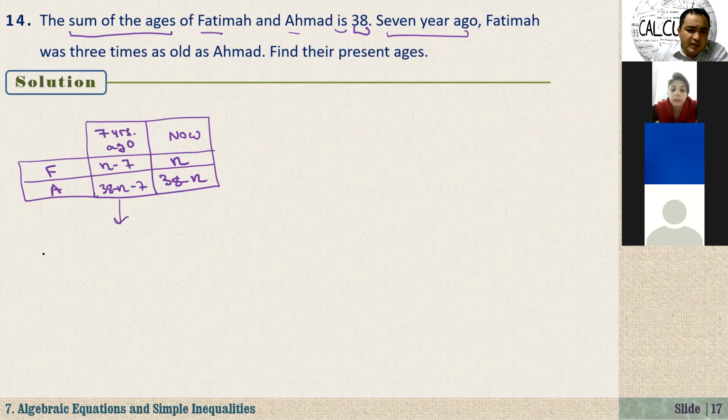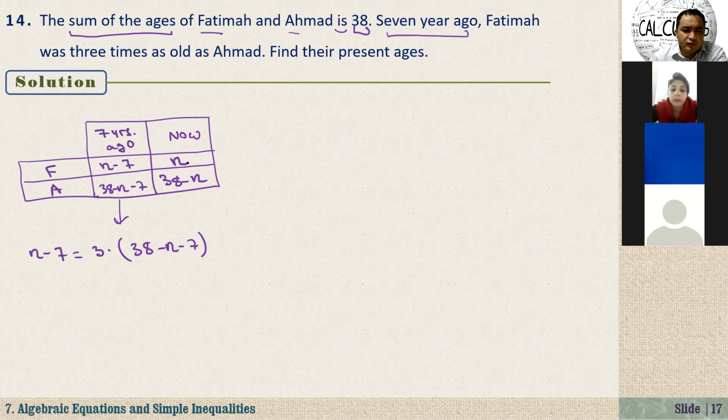Now, what is Fatima's age? It is n minus 7. And it's saying that Fatima was 3 times as old, so that is 3 times as old as Ahmad, which is 38 minus n minus 7. So now we have to solve this equation.